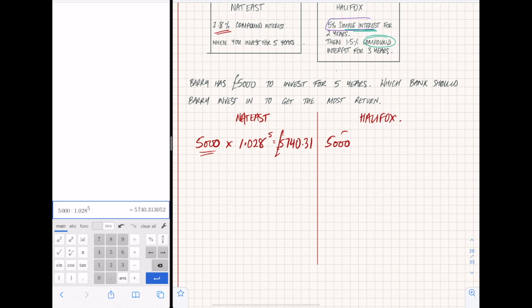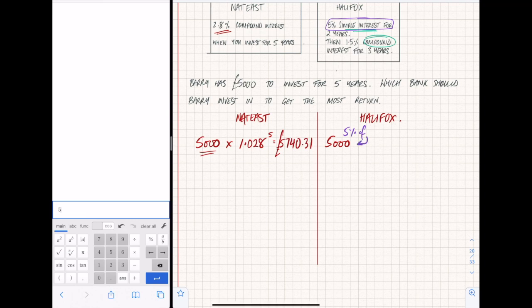Is 5% simple interest for 2 years. So this is slightly different. With simple interest, you still think about single multipliers, but we're going to think about it in a different way. I need to find 5% of that amount. So I'm going to find 5% of 5,000.